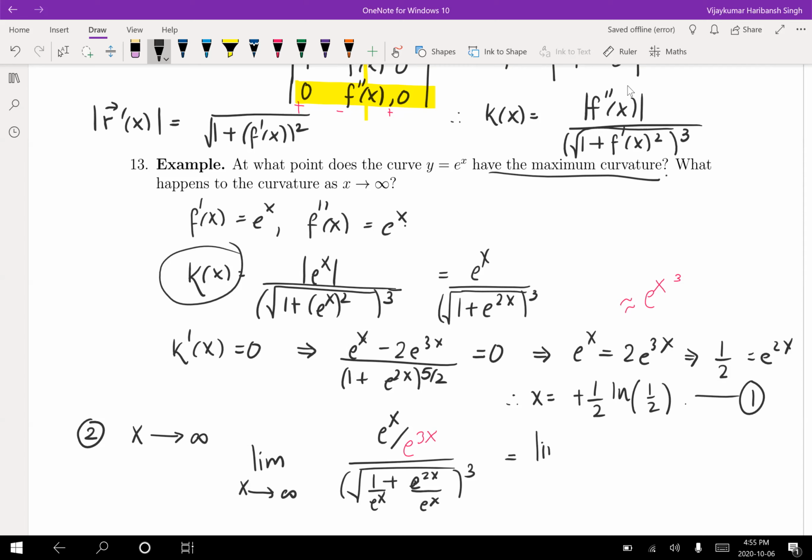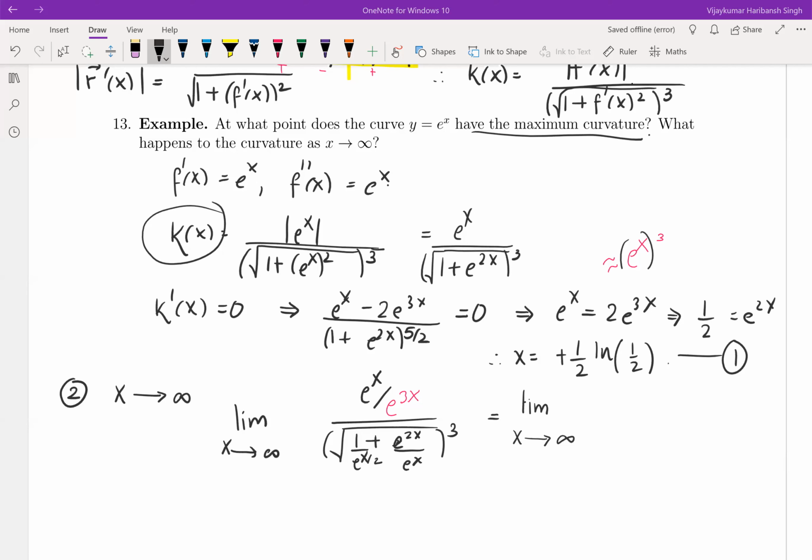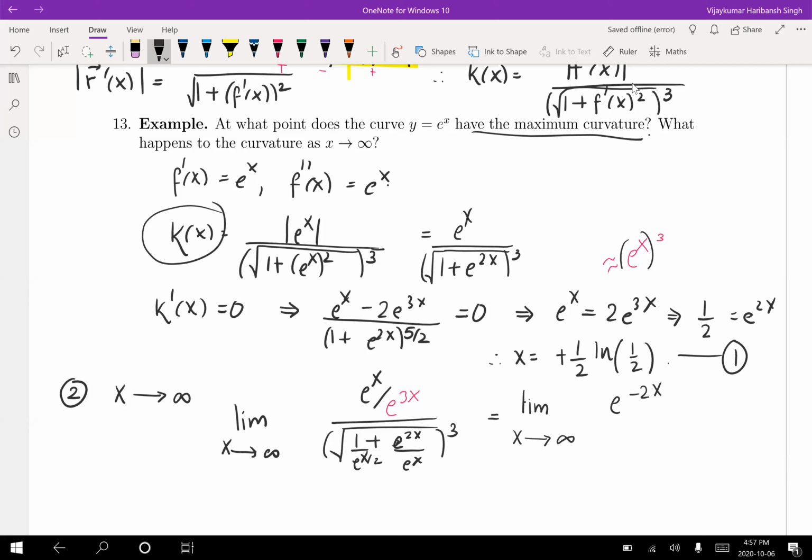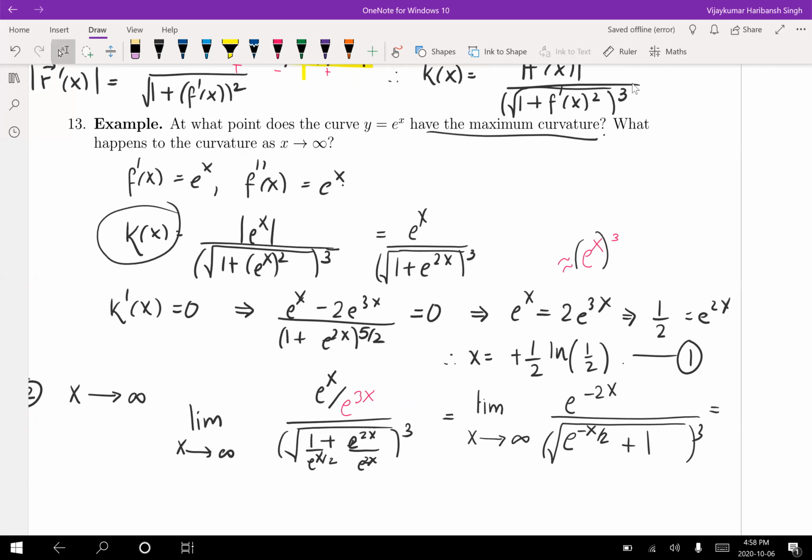Now this becomes the limit as x goes to infinity of e to the power minus 2x over the denominator, which simplifies to 1 plus e to the power minus x plus, the whole cube, and as x goes to infinity, this goes to 0. So the curvature becomes 0.